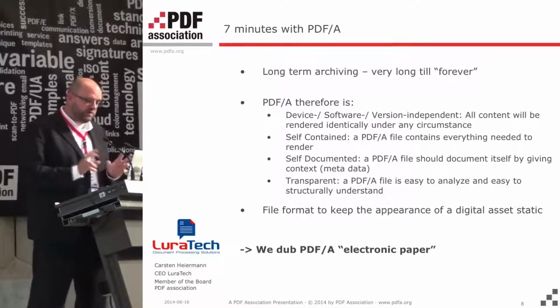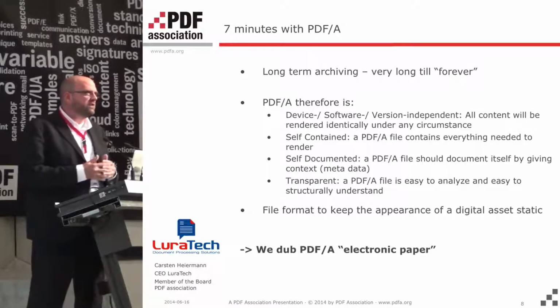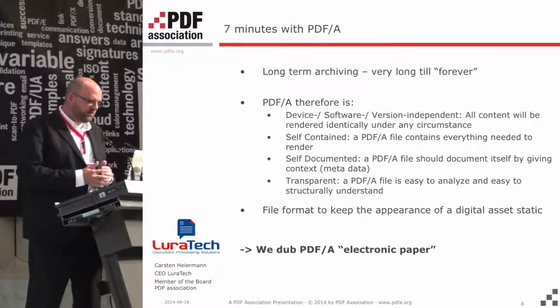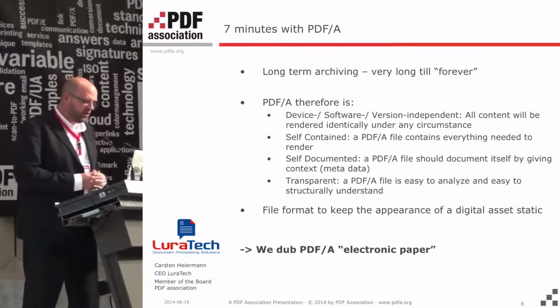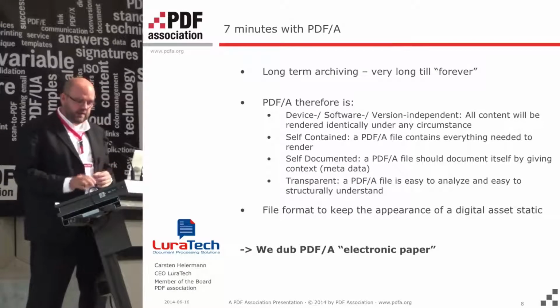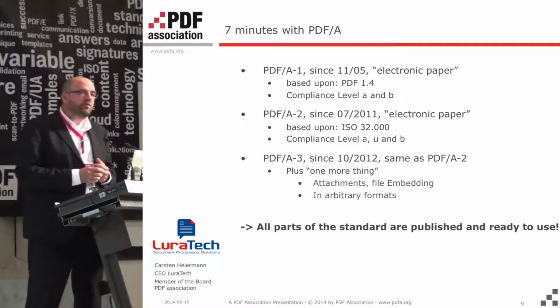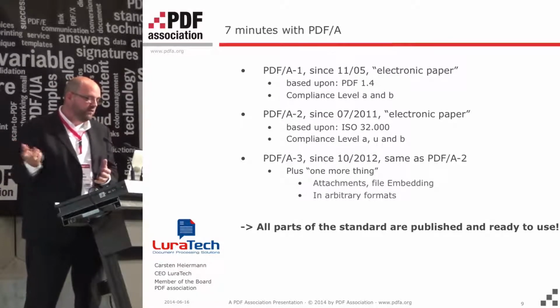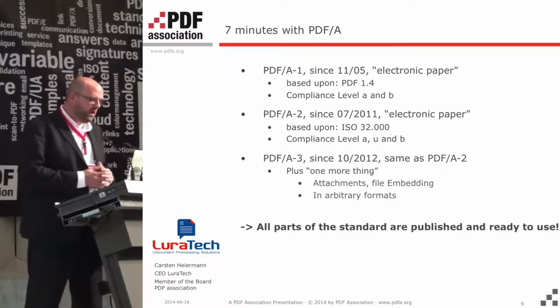And in the part 1 of the standard that came out first, this was even more strongly enforced than it was in later parts of the standard. But it is still the case. It is for static, viewable content, and therefore the paradigm of calling it electronic paper kind of holds. Now, today we have 3 published and ready parts of the standard. It goes back to 2005, PDFA1. It was based on PDF 1.4. 1 plus 4 is 5, so it was the time when Acrobat Reader 5 was out there.